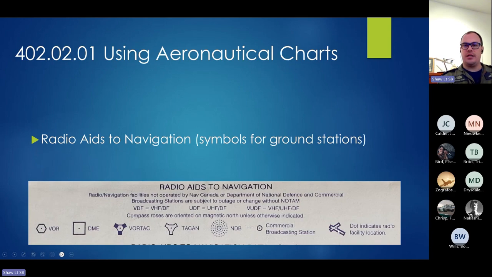And then you can see there's a little dot. Inside that runway layout, there's a little dot on the right-hand side of the intersection. That indicates where the radio facility is. If it's too close to the runways, that'll tell you where it is.